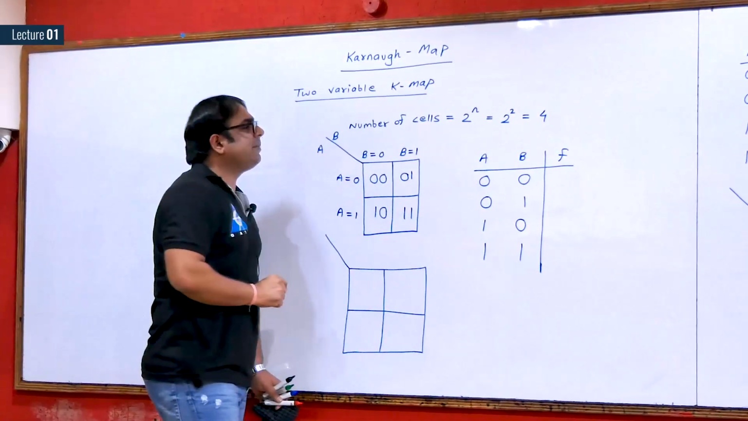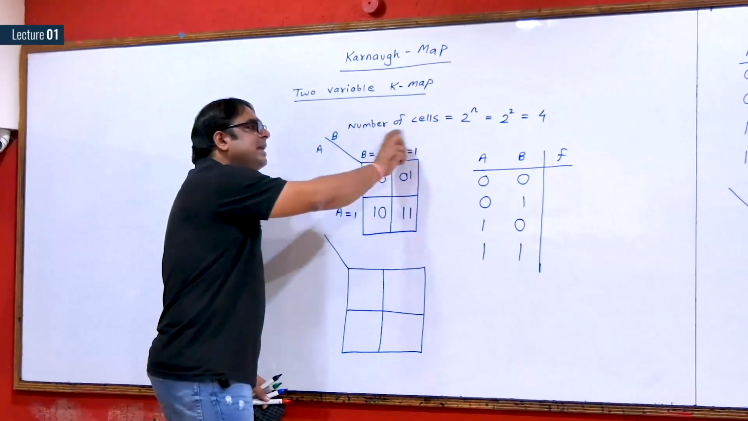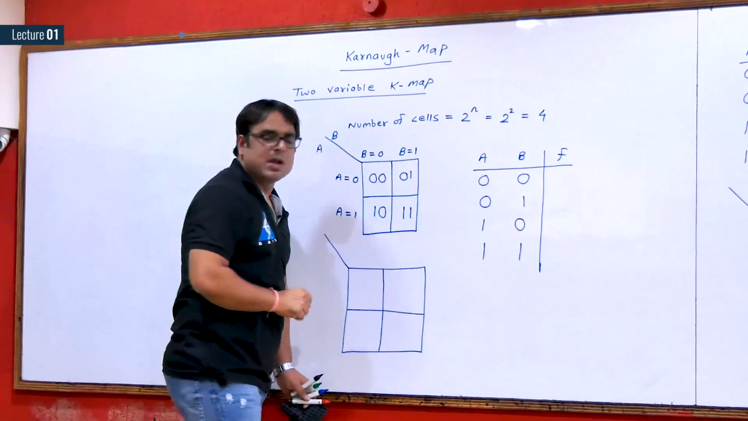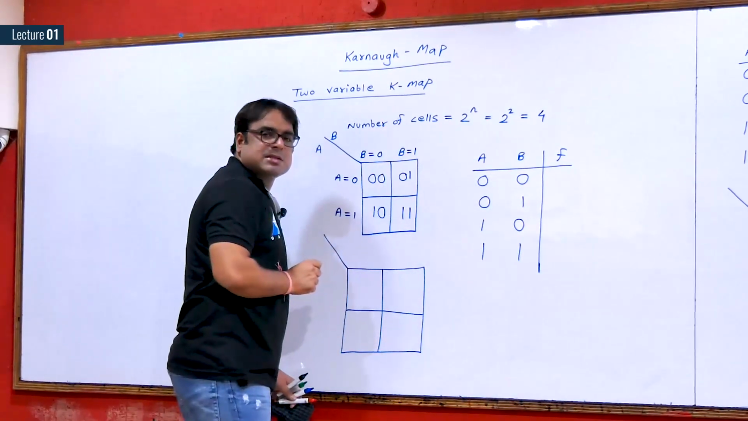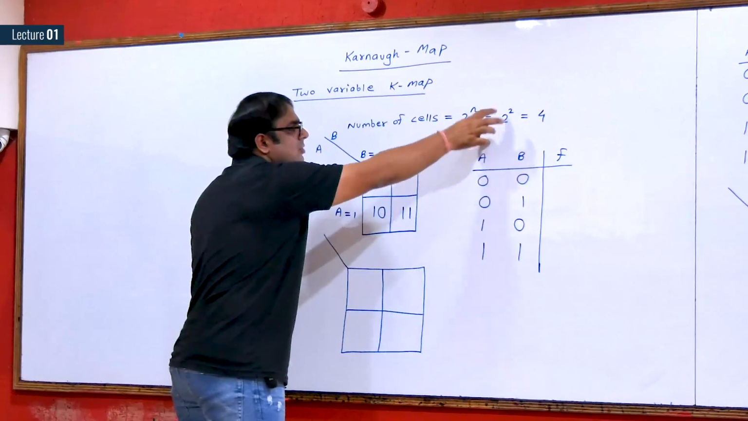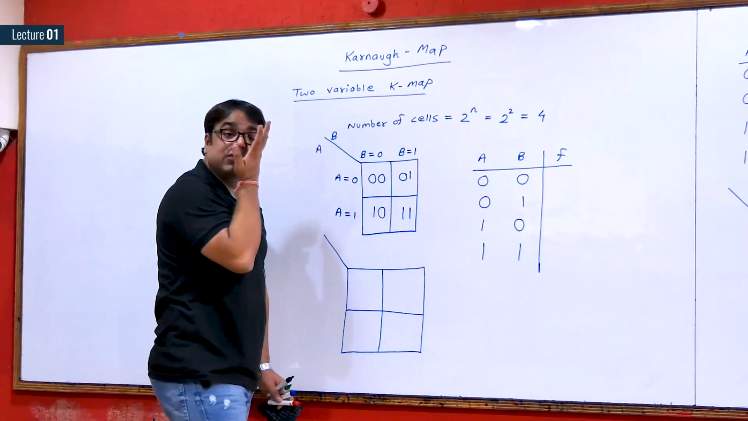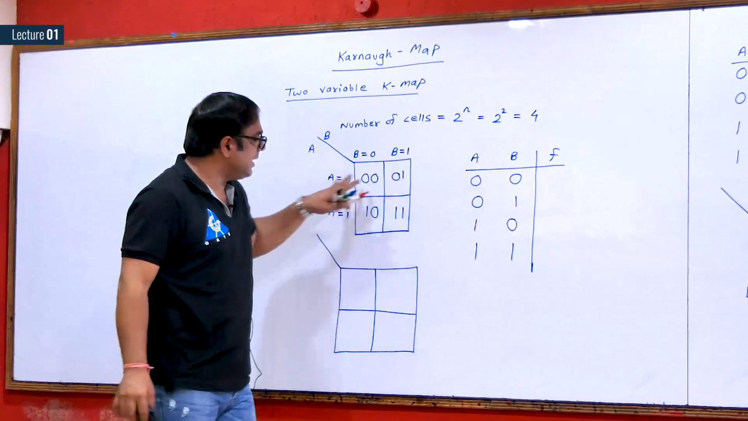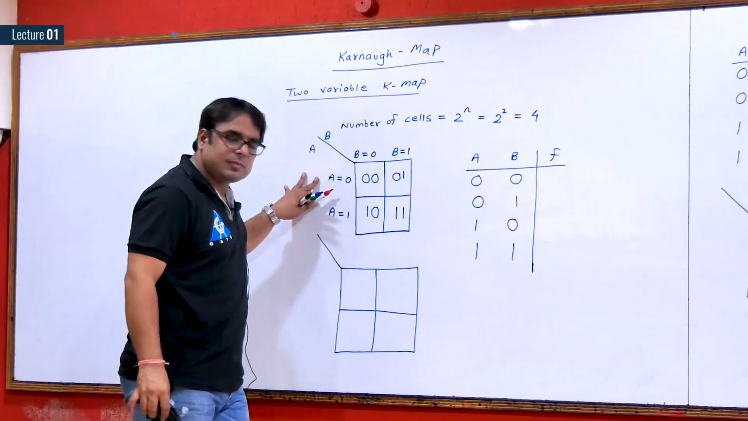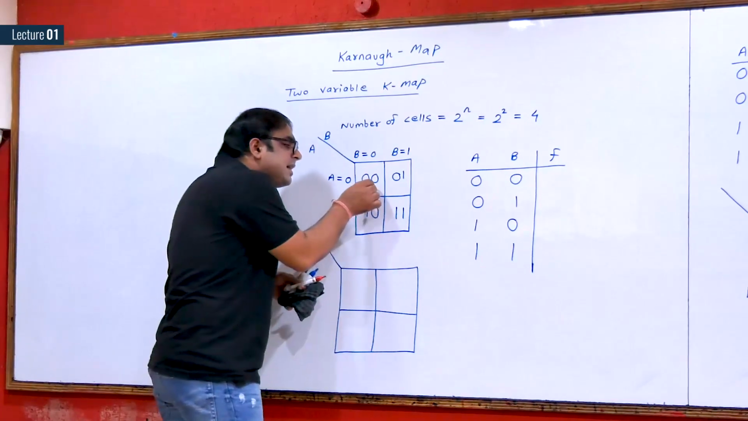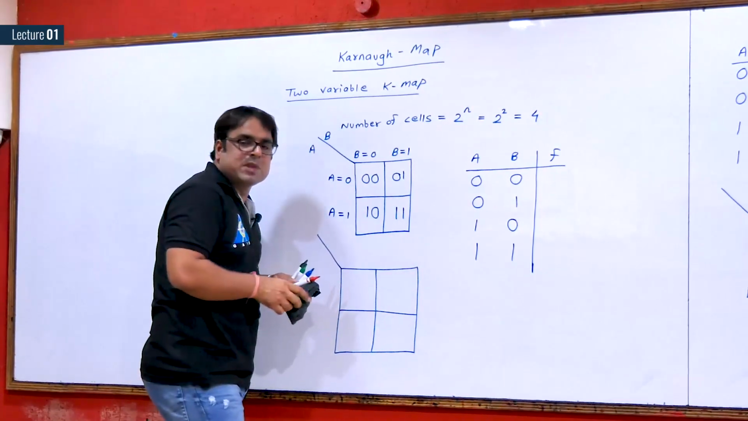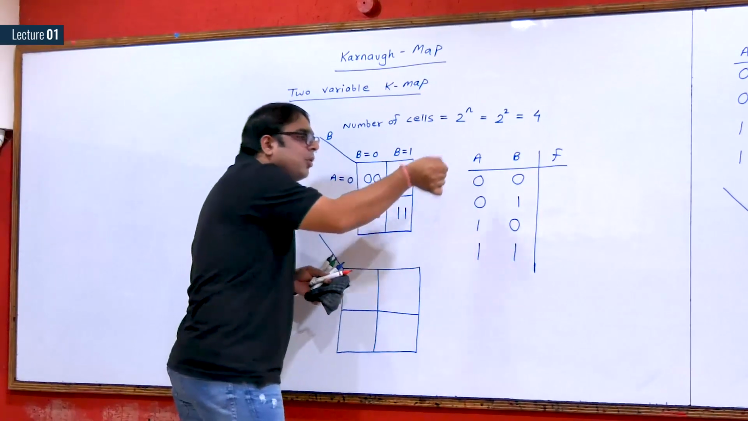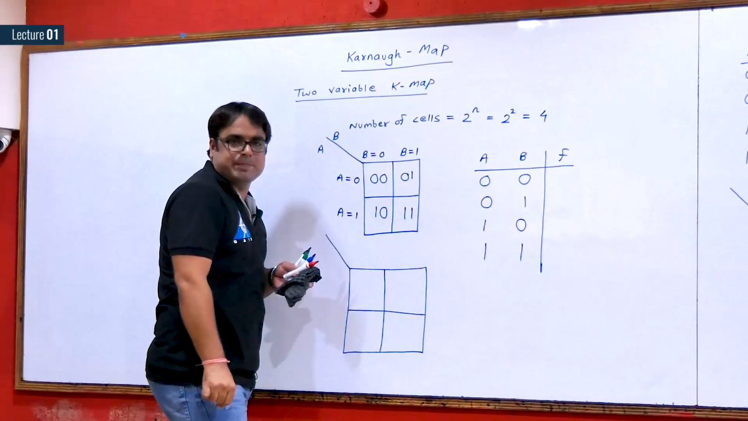So, two variable K-map. First point, how many cells are there in a K-map? It is of the form 2 to the power n, where n means the number of variables. We are talking about two variables, so 2 to the power 2, we are having 4 cells in this K-map. Now, what does this cell represent? Each cell represents a particular row of your truth table.